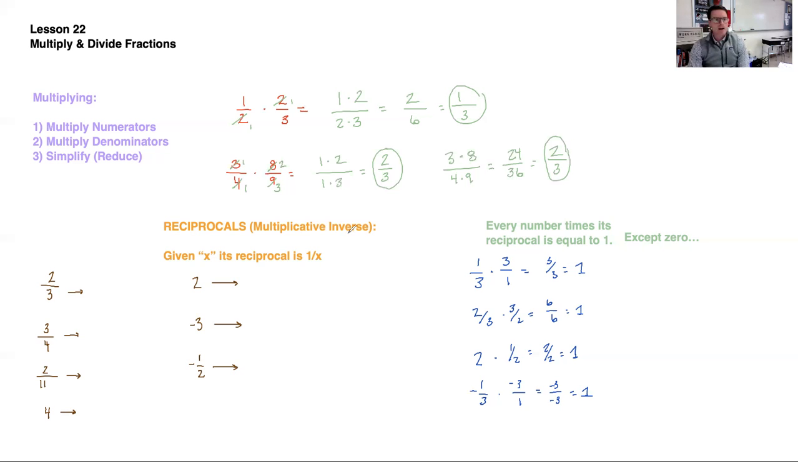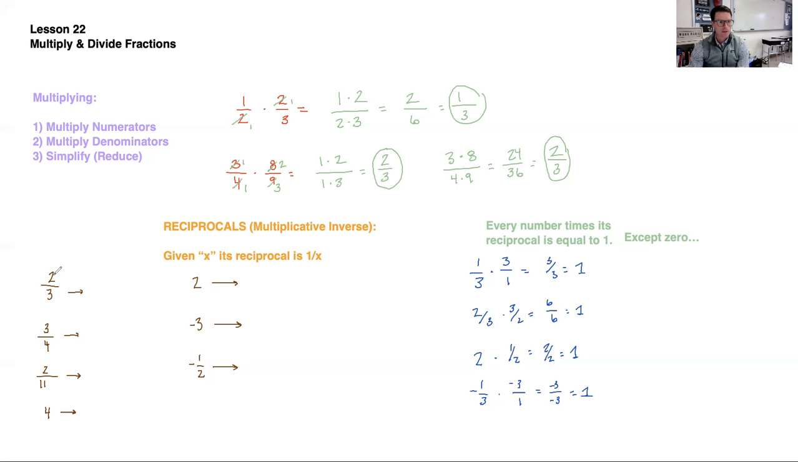All right, so before we get to dividing, we're going to go over reciprocals. So a reciprocal, also known as a multiplicative inverse, is just that if we're given x, its reciprocal is 1 over x. A lot of people say just flip the fraction to get its reciprocal, which works a lot of the time. Sometimes it doesn't work too well. But anyway, see if you can pause it here and come up with the reciprocal for each of these 7 brown examples.